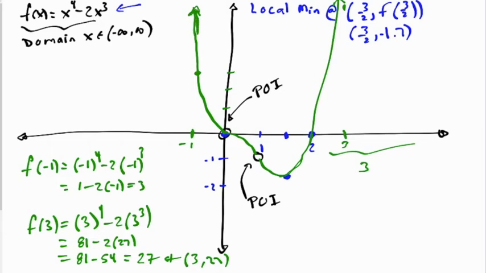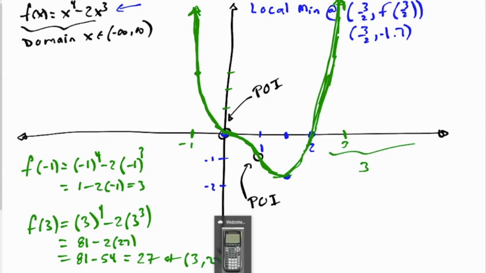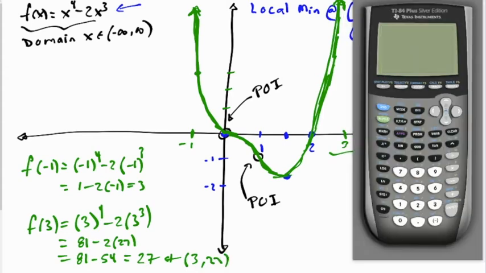So if I put this function into the calculator, I expect to find something that looks a little bit like what I've drawn here in green. Maybe not 100% precise, but very close. So let's put this in the graphing calculator. We'll go to y equals. We'll type in our function, x to the fourth minus 2 times x to the third. Enter. Hit the graph button.